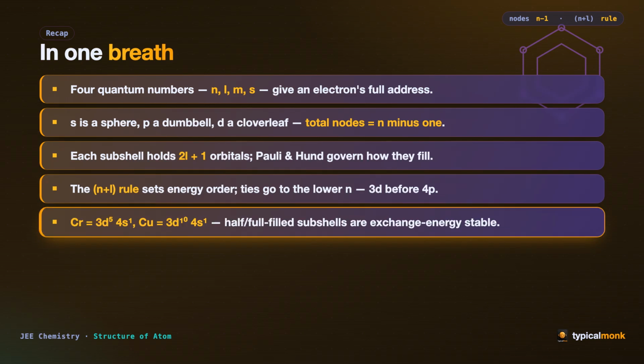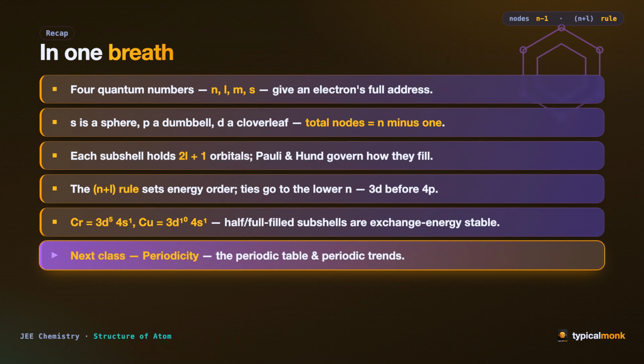Chromium is 3d5, 4s1, and copper is 3d10, 4s1. Half-filled and fully filled subshells are exchange energy stable. And next class, we step back to see the whole family, periodicity, the periodic table, and how properties repeat in beautiful trends across it. Do not miss it.